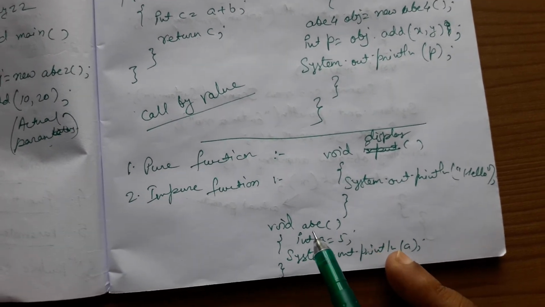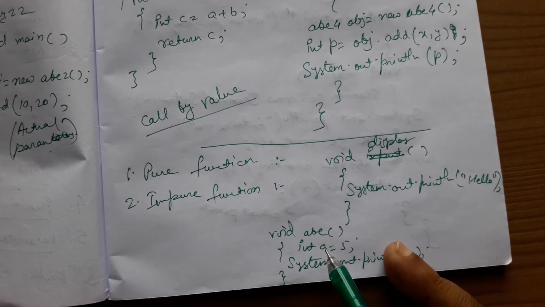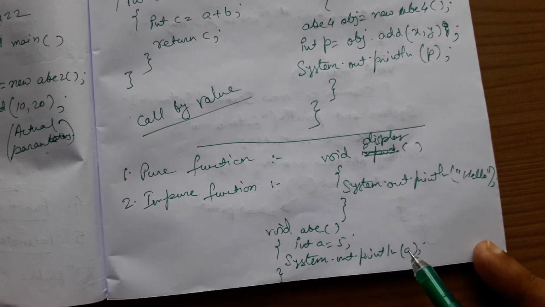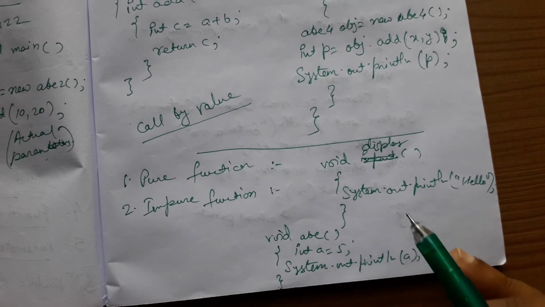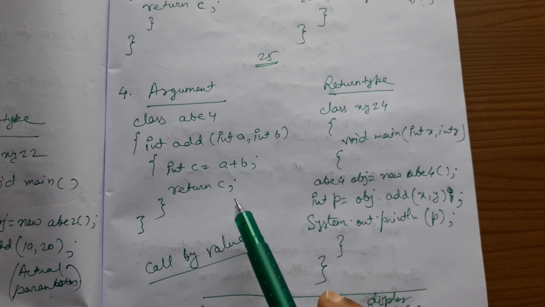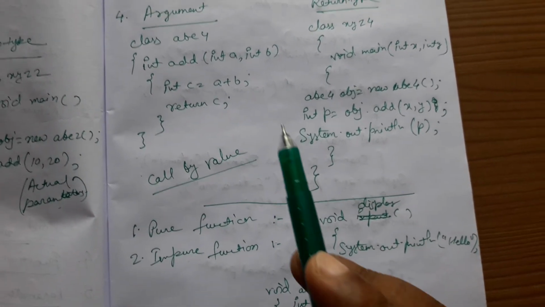Similarly, void ABC, int A equals 5, System.out.println(A). We have taken a value A equals 5 and we have printed that. So we are not changing any value. That is called a pure function. But when we are changing something, for example we are adding two values and returning some value, which means the value of C is changing, that is called an impure function.